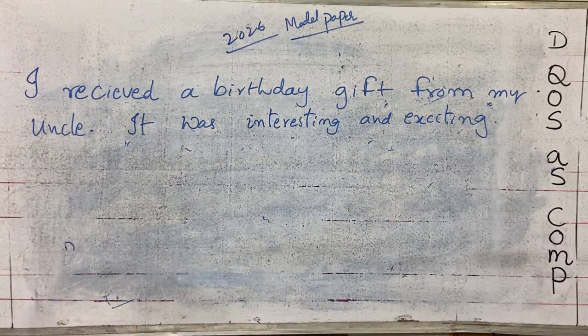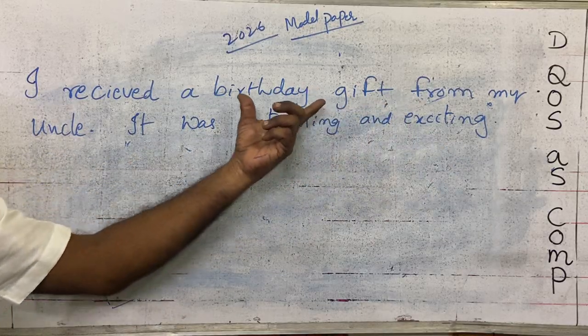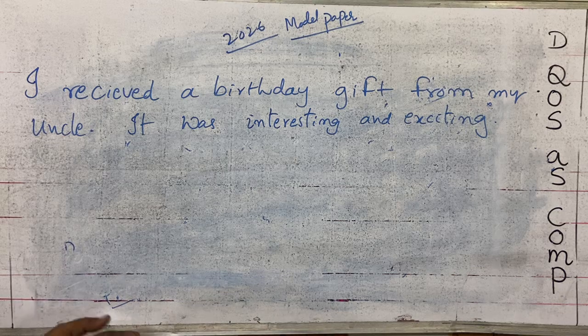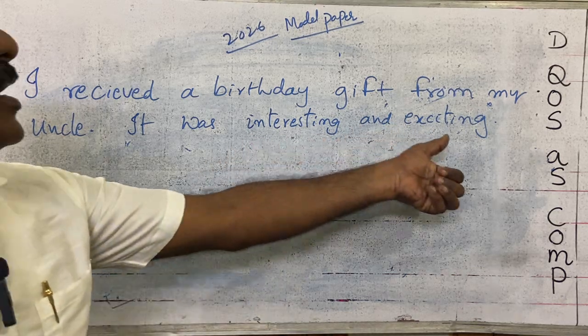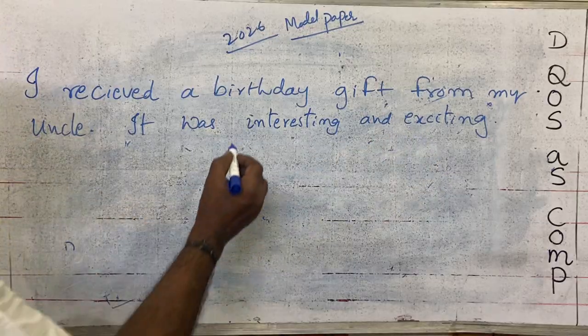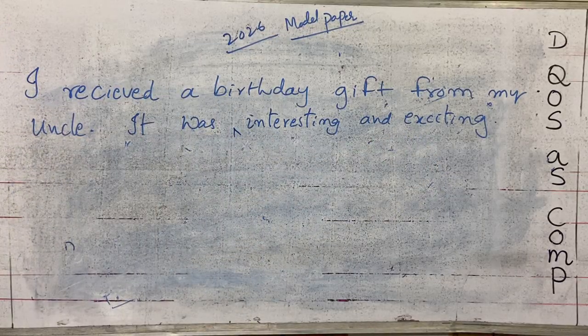Yes. Here, 'I received' is the main phrase you can take here. So, like this, the gift is described as interesting and exciting. Before 'interesting and exciting', we need a determiner here, especially from the articles.